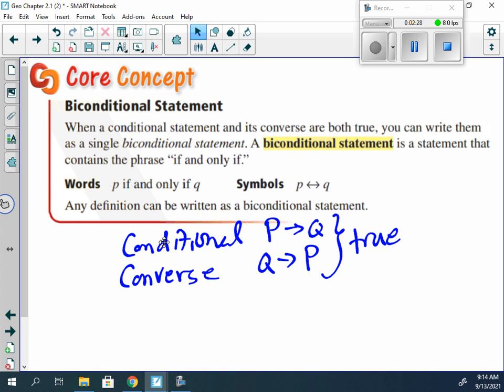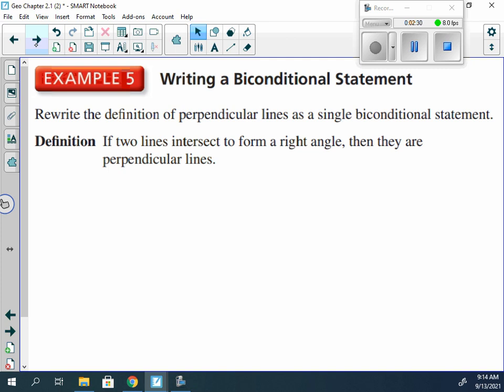Are you ready for the next slide? Rewrite the definition of perpendicular lines as a single biconditional statement. If two lines intersect to form a right angle, then they are perpendicular lines. Well, if two lines are perpendicular, then they intersect to form right angles. That works both ways, yes?